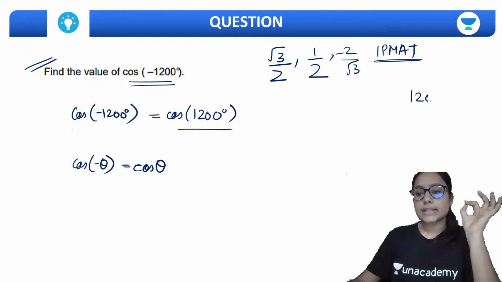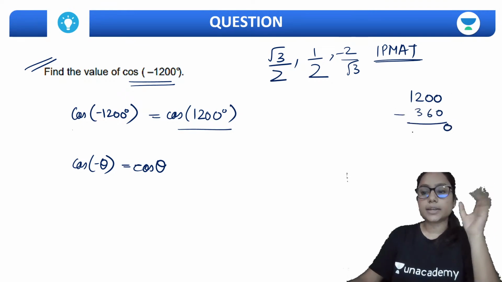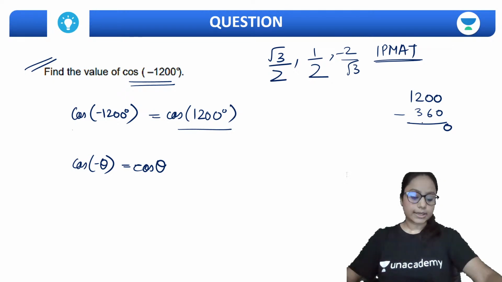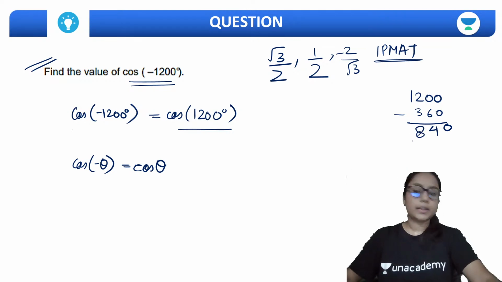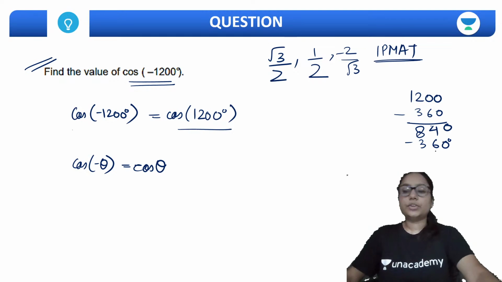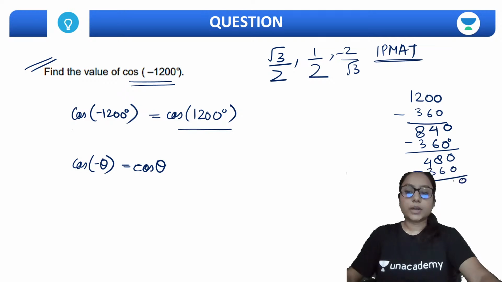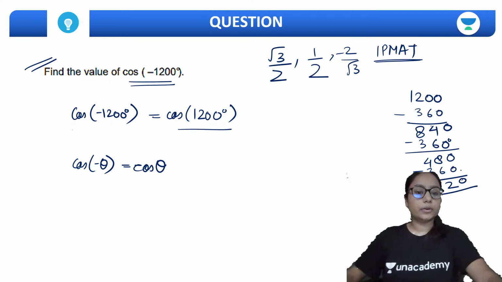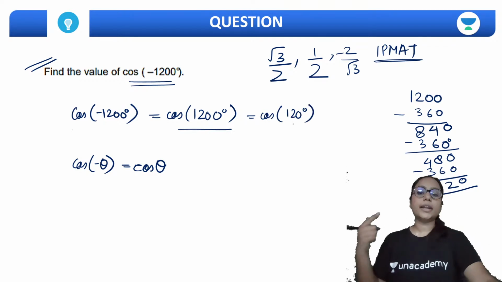So I need to change this angle and bring it between 0 to 360 degrees. Subtract 360 degrees from it. What do you get? 1200 minus 360 degrees. What do you get? 840. Now again we have to subtract 360. What do you get? 14 minus 6, 8. 7 minus 3, 480. Again subtract 360 degrees from it. What do you get? 120. Okay. So this is equal to cos 120 degrees.